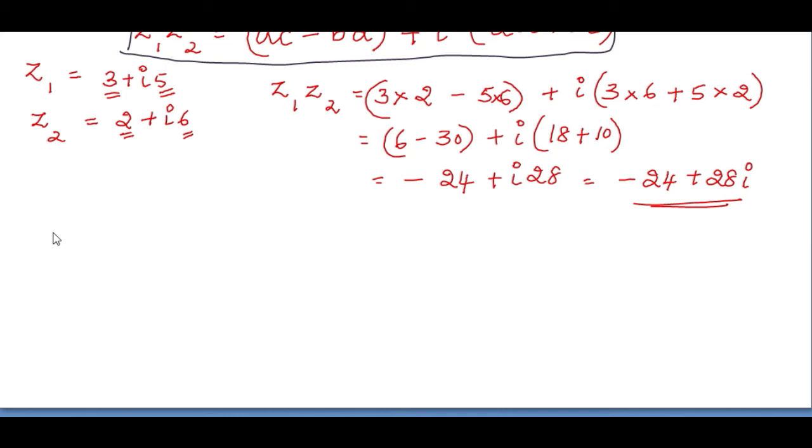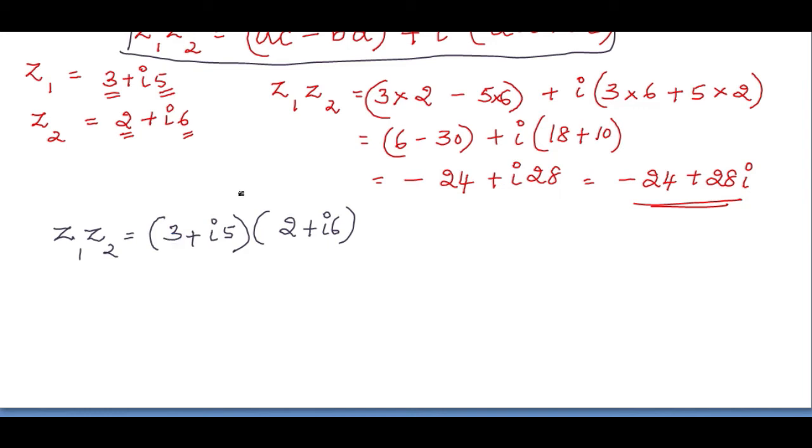Now the product will be, let me write it here. Z1 into Z2 will be equal to Z1, which is 3 plus 5i, into Z2, which is 2 plus 6i. Now let us do term by term multiplication. This method we have seen in polynomials, when we multiply two factors.